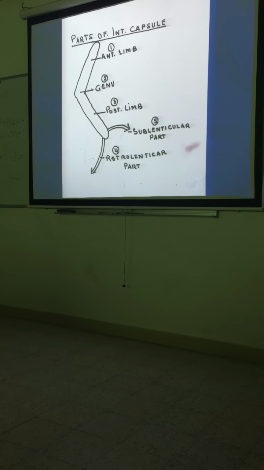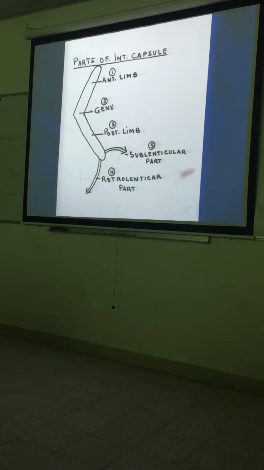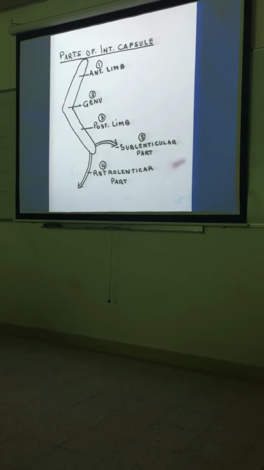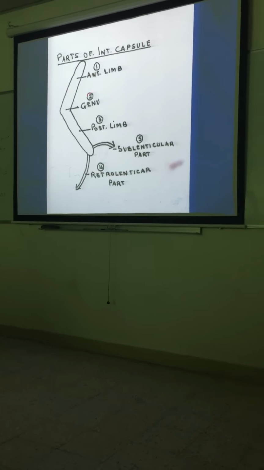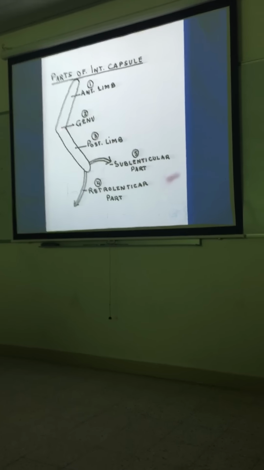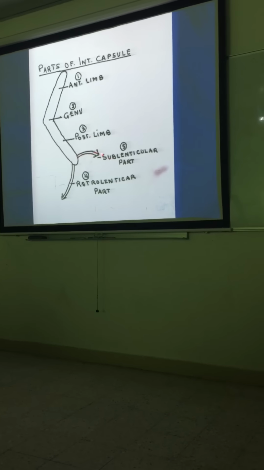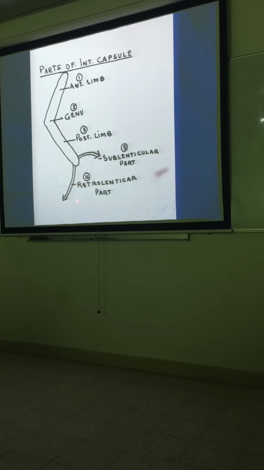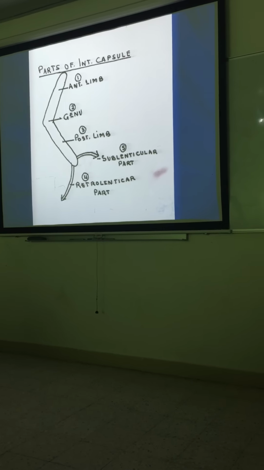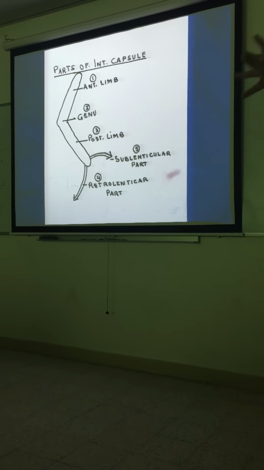Again showing the parts of the internal capsule. Anterior limb, here will be the caudate nucleus, here the lentiform nucleus. Anterior limb, genu, posterior limb, sublenticular part and retrolenticular part. This is just showing the parts diagrammatically to show you the parts.